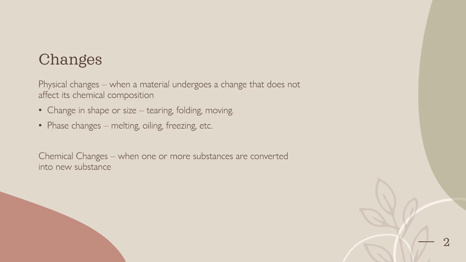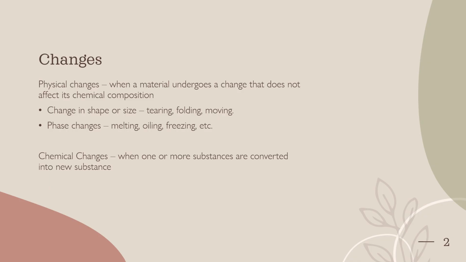So changes in shape and size, that can mean tearing, folding, or moving. So like tearing a piece of paper or folding a piece of paper, that works. Phase change is melting, boiling, or freezing. That means like turning ice into water, turning water into steam. And then chemical change, that's when one or more substances are converted into a new substance.